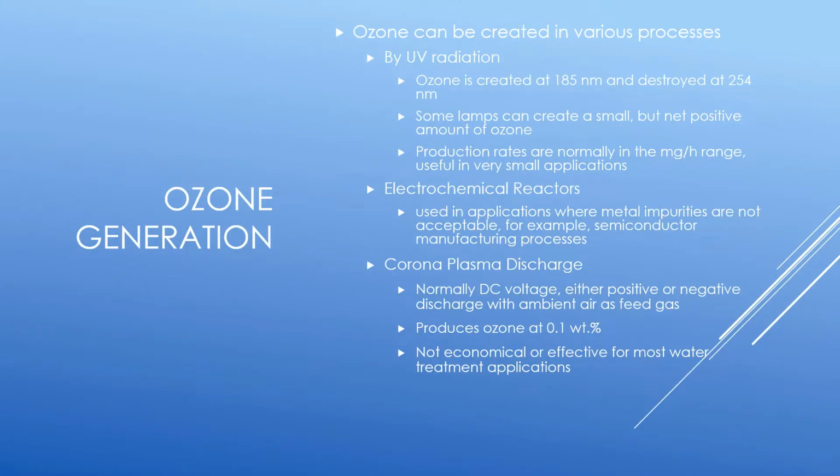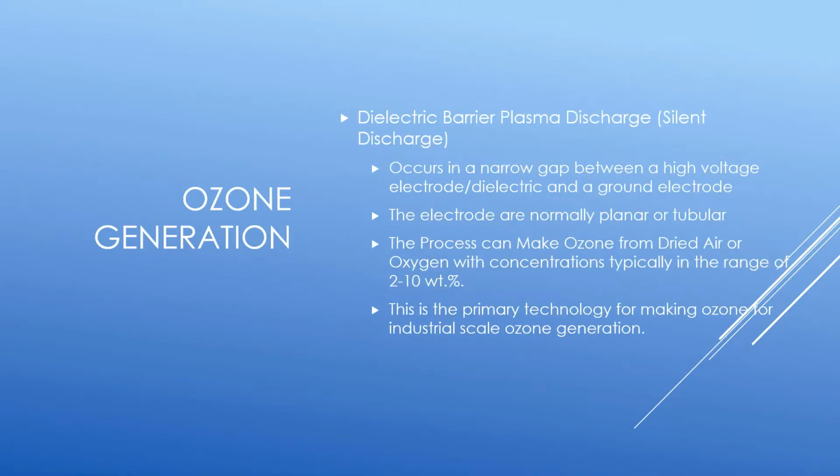Once you have a dry gas with oxygen in it, you have to convert it to ozone. There are a lot of different methods for producing ozone, for example, UV radiation, electrochemical reactors, coronal plasma discharge. But these methods tend to produce either small outputs or low concentrations of ozone. The method that's used most commercially is the dielectric barrier plasma discharge, or silent discharge method.